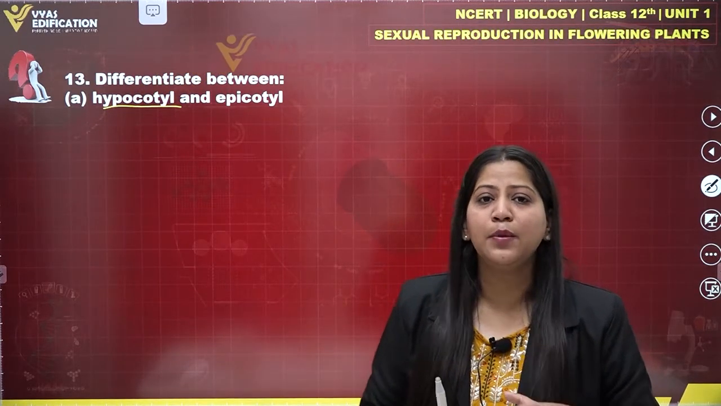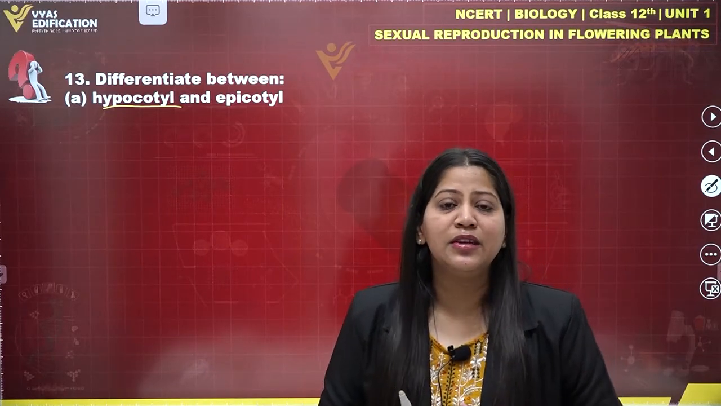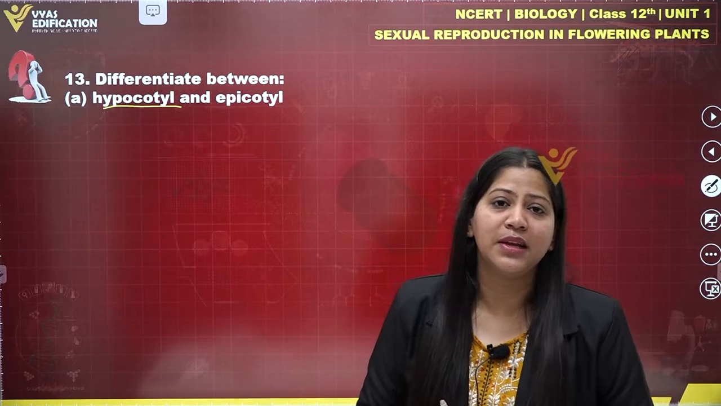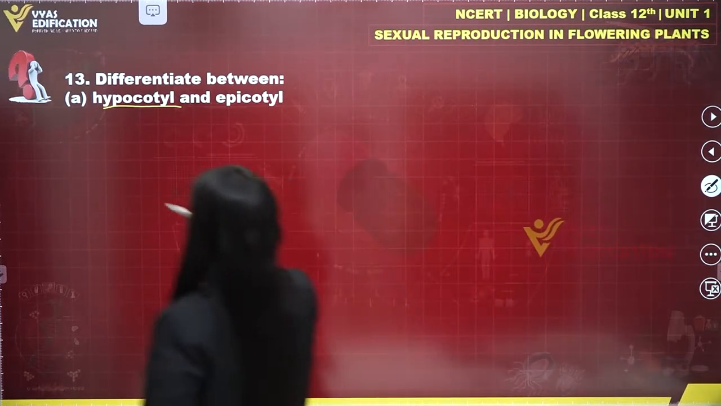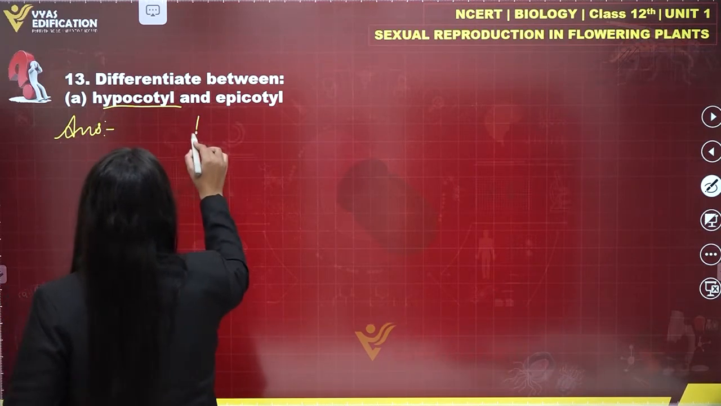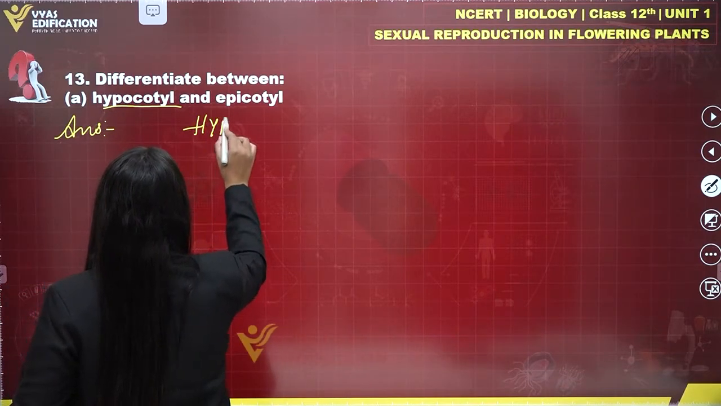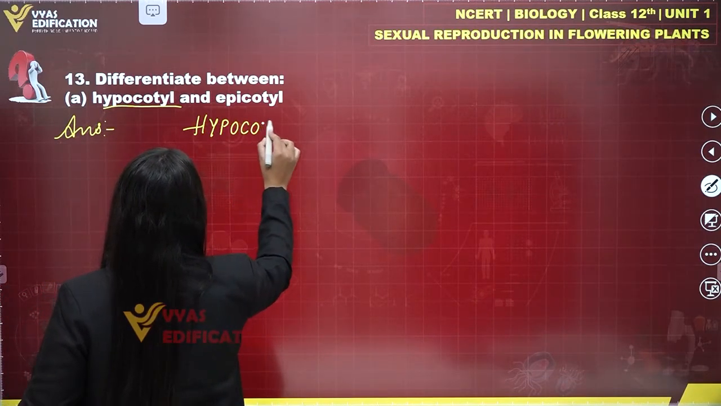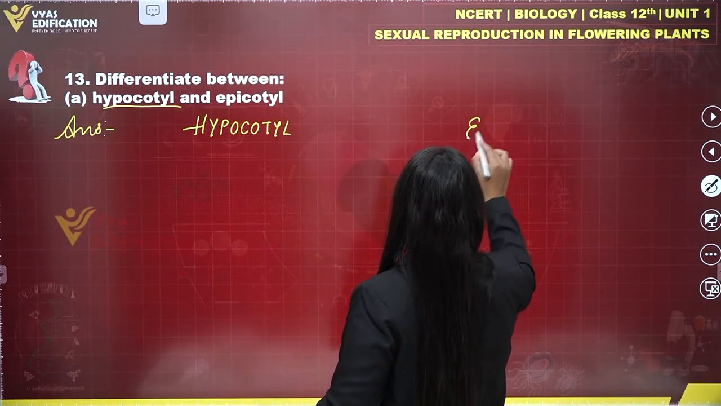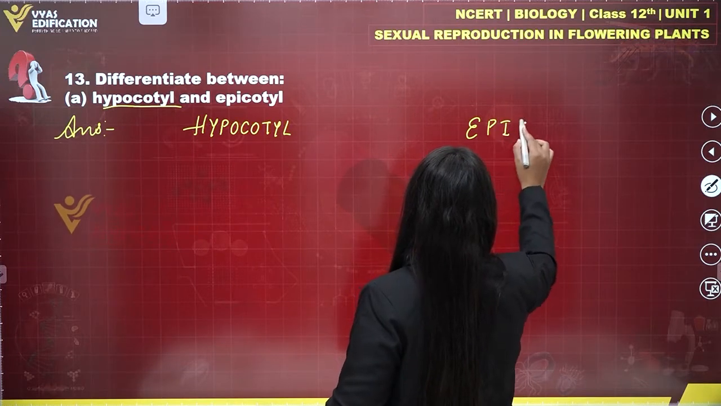Also, hypocotyle terminates into radicle and the epicotyle terminates into plumule. So if we write the difference between these two, in the left column we will be talking about hypocotyle and in the right column we will be talking about epicotyle.